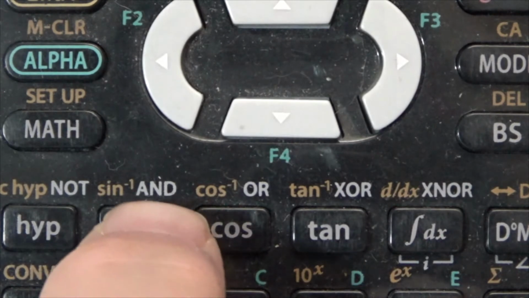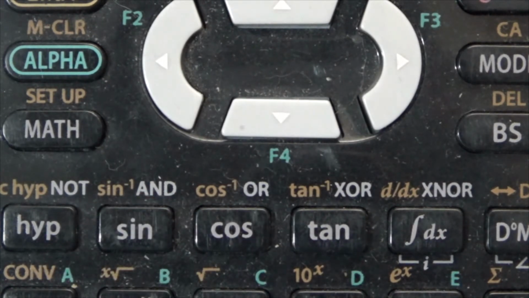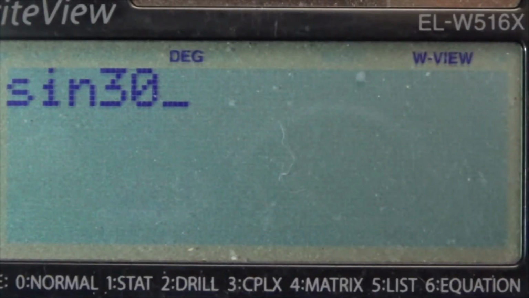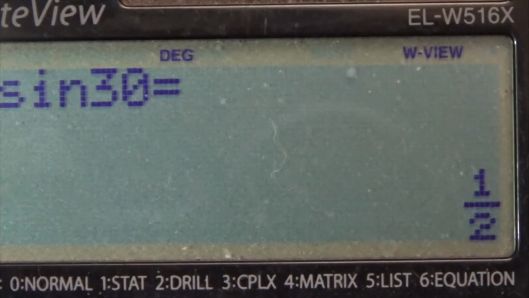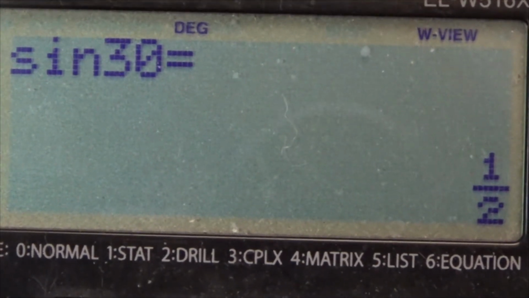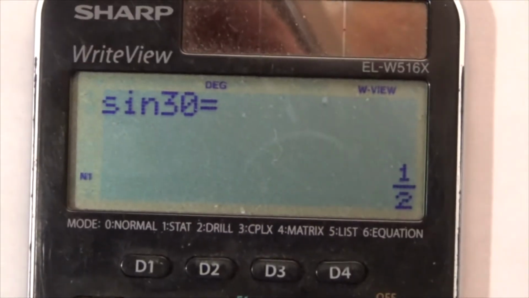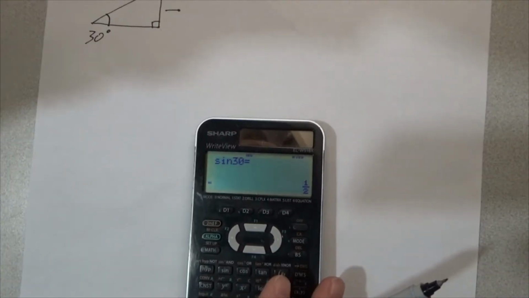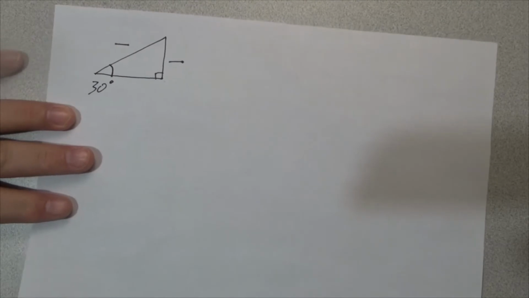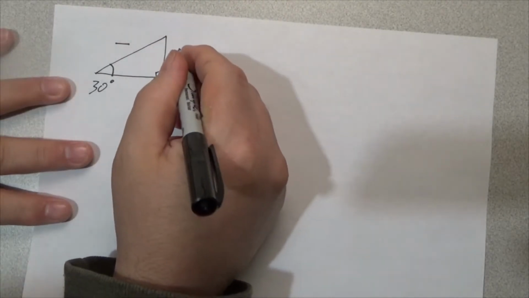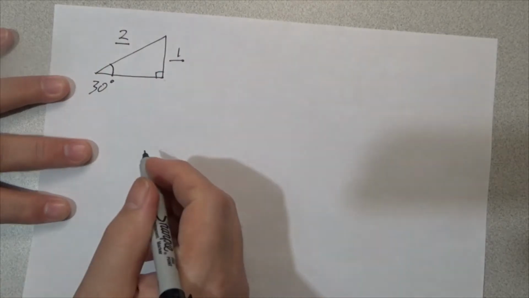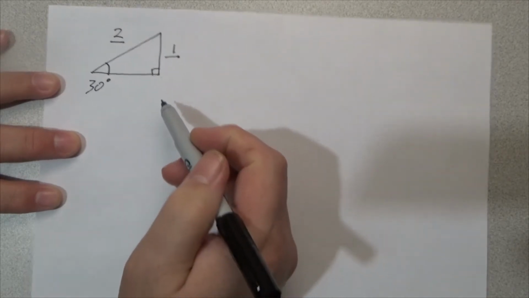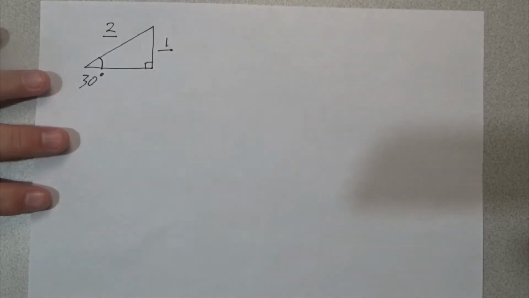So I'm looking for sine, so I'm going to hit sine, and then just 30 because I am in degrees. It pops up like that, sine of 30, and if I hit equals, that gives me 1/2. So that means that my opposite side is 1 and my hypotenuse is 2. So this ratio is 1 to 2, or 1/2. That just means that it's a 1 to 2 ratio, or a 2 to 1, depending on which one you're looking at first.